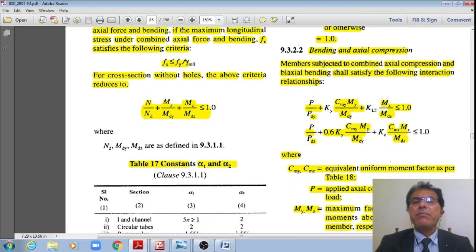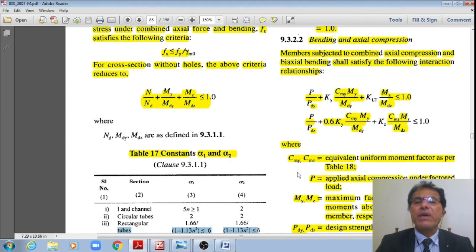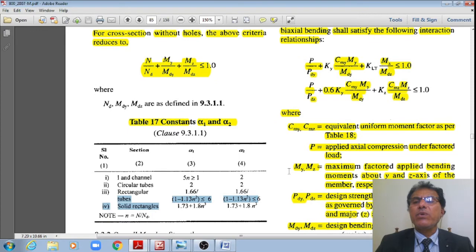P divided by Pdz plus 0.6 Ky Cmy My divided by Mdy plus Kz Cmz Mz divided by Mdz should be less than or equal to 1, where Cmy and Cmz are the equivalent uniform moment factors as per Table 18.